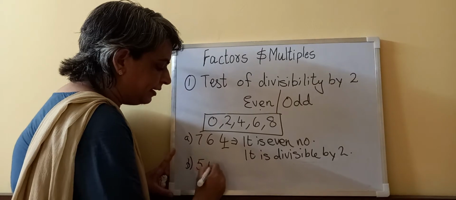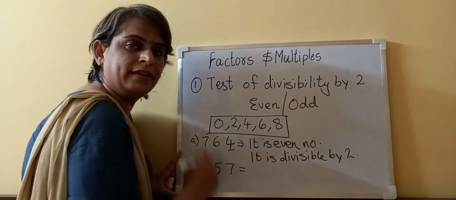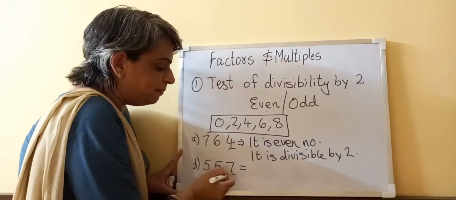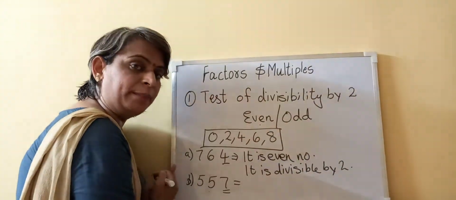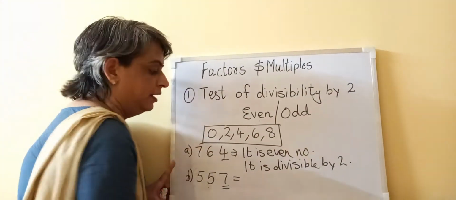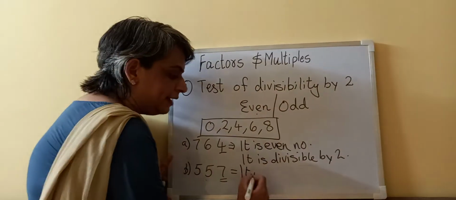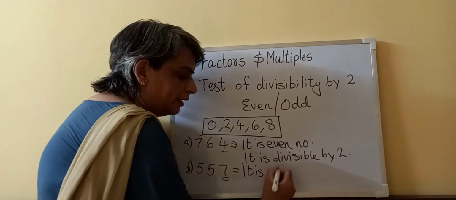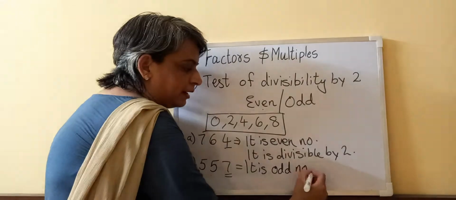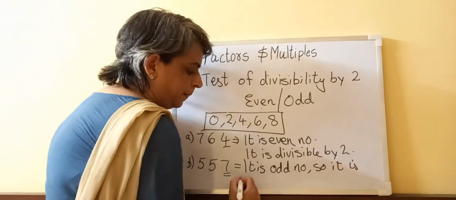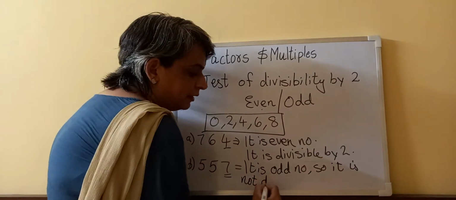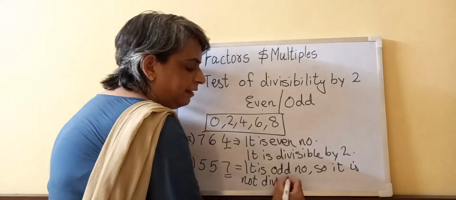If I write here 557. What is the number in the ones place here? It is 7. Is 7 there in this set of numbers? No, it is not there. So what will you write here? It is an odd number. So it is not divisible by 2.